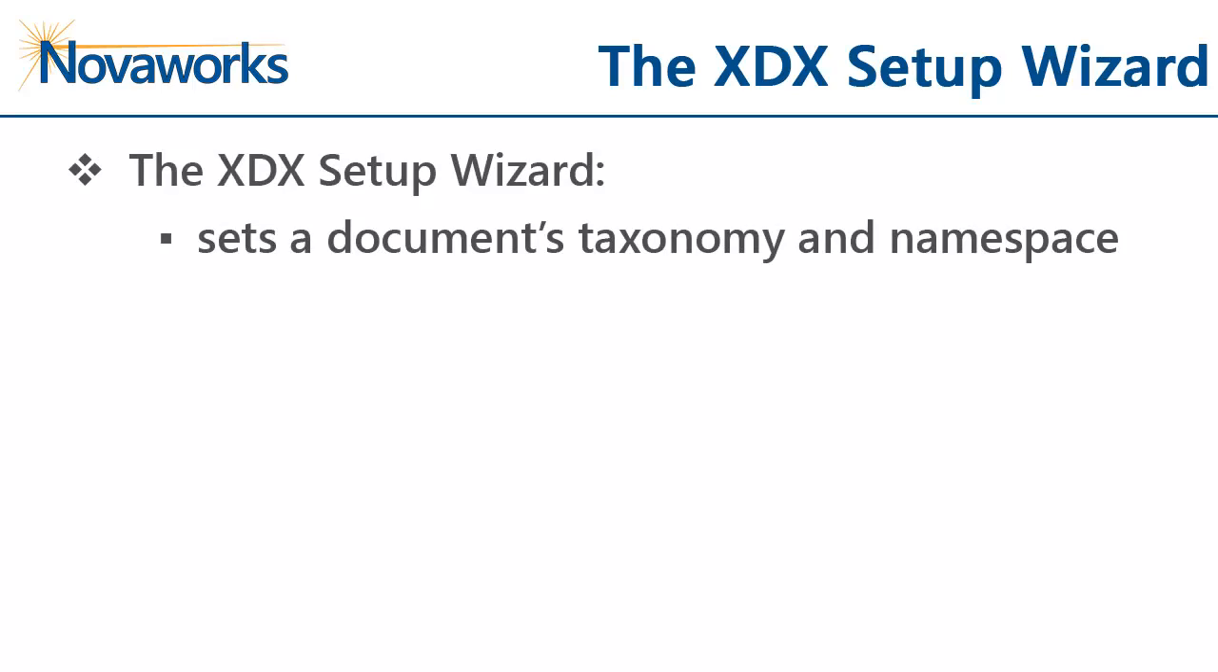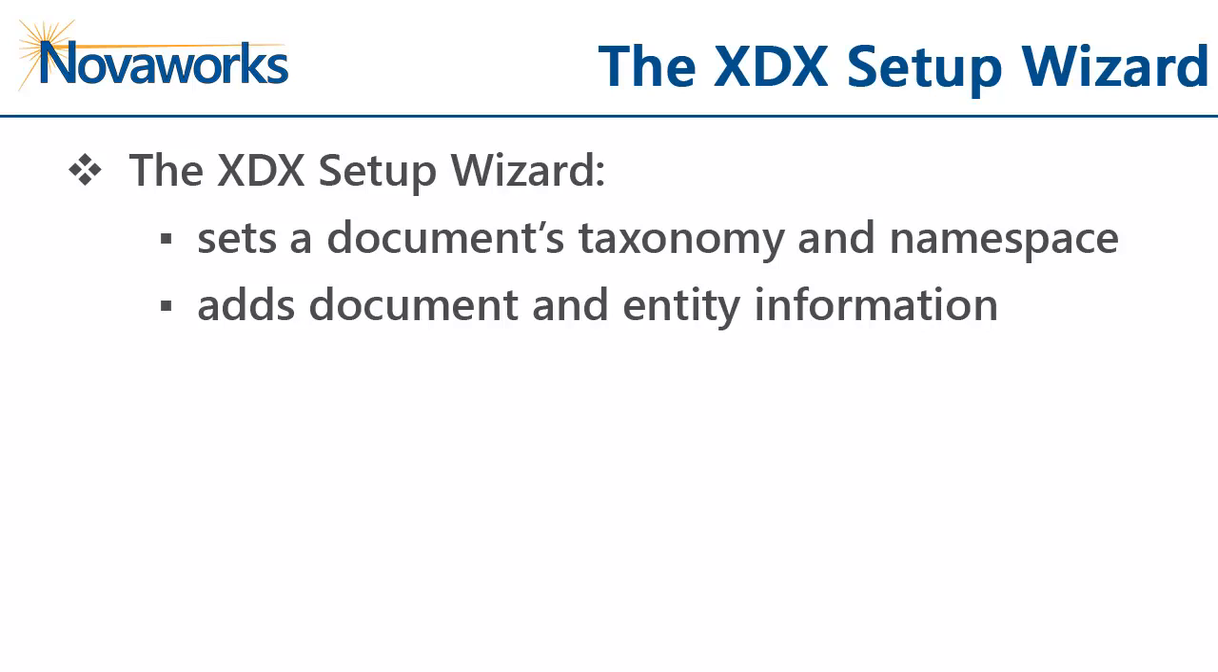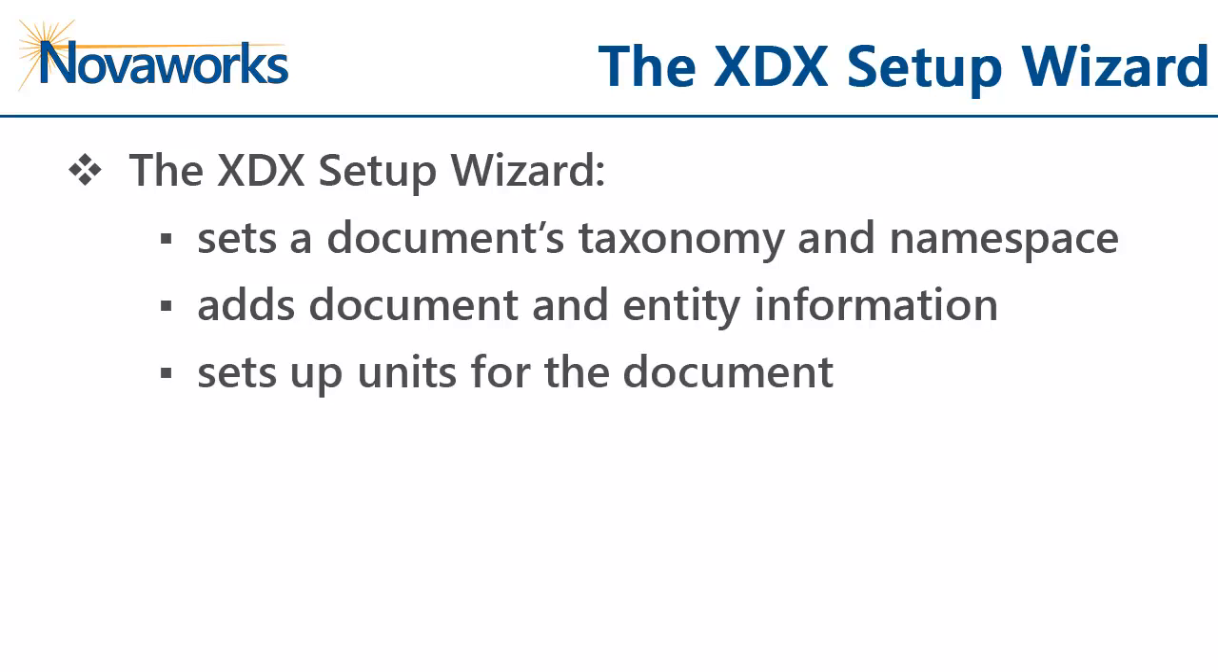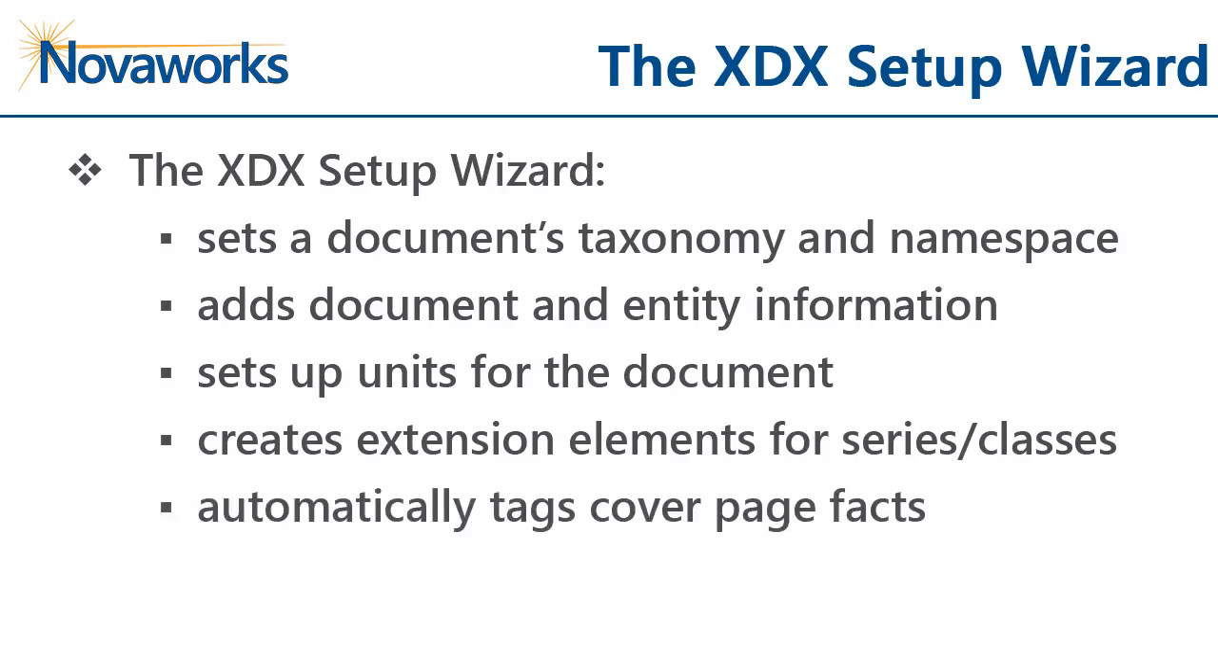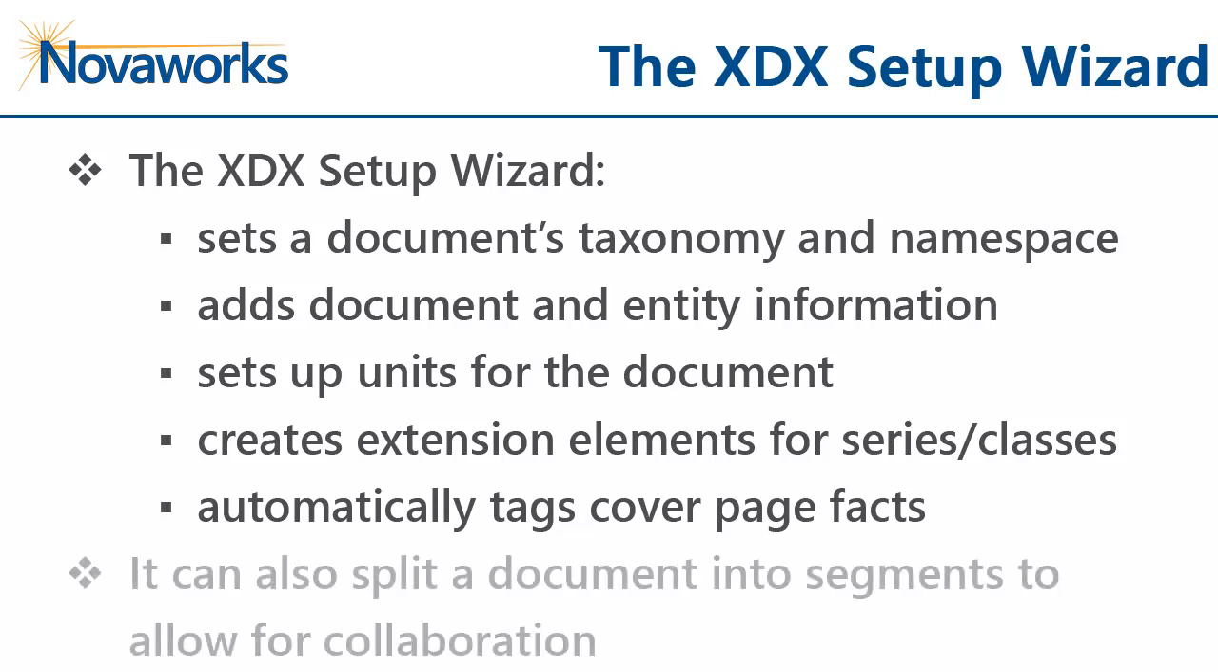The wizard will set the taxonomy and namespace for the document, add document and entity information to the document, set up the units that will be used for your facts, create extension elements for your series, class, and performance measures, and begin the tagging process by automatically tagging the document's cover page facts, if applicable. You can also choose to split the file into smaller segments to allow for collaboration during the tagging process.